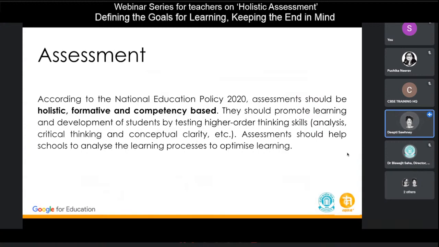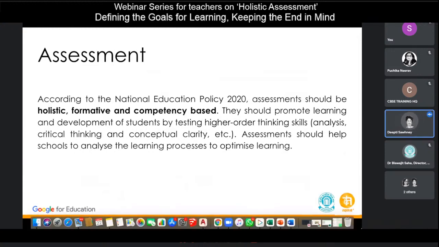So we should actually, and this is directly from the NEP, it talks about promoting learning and development of students by testing higher order thinking skills, that is analysis, critical thinking, and conceptual clarity. And please look at the last sentence very carefully. Assessments should help the schools to analyze the learning processes. It's not talking about marks and grades.